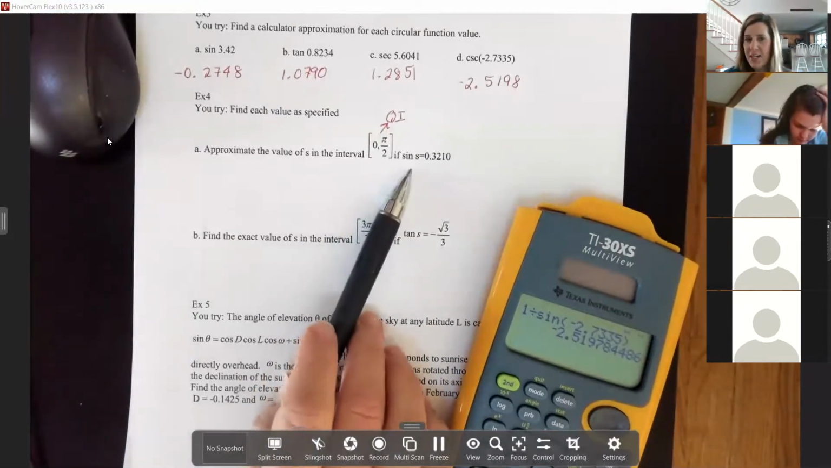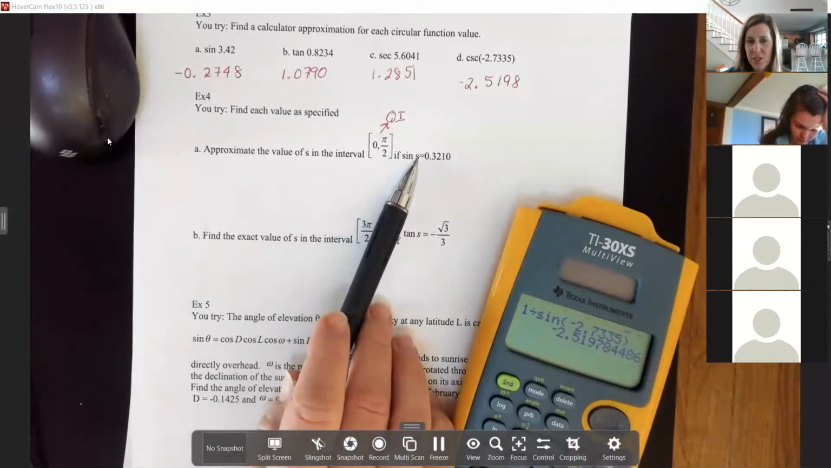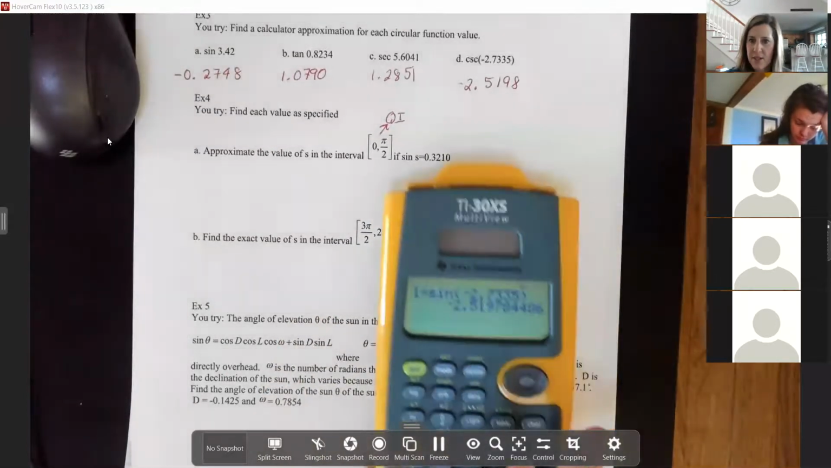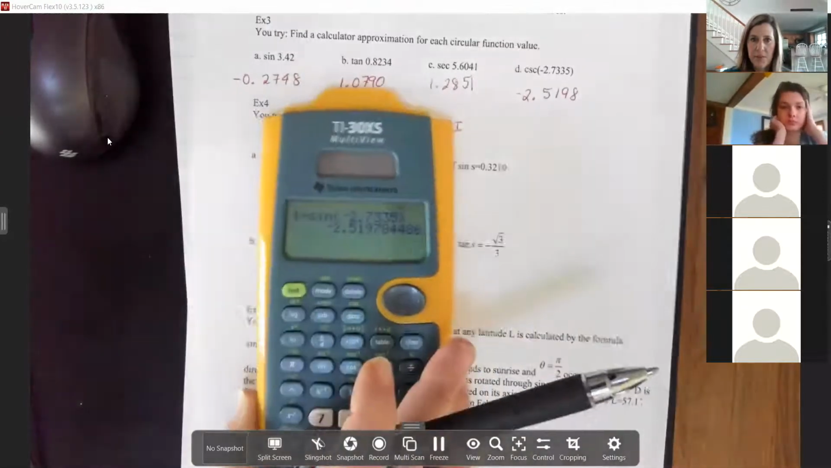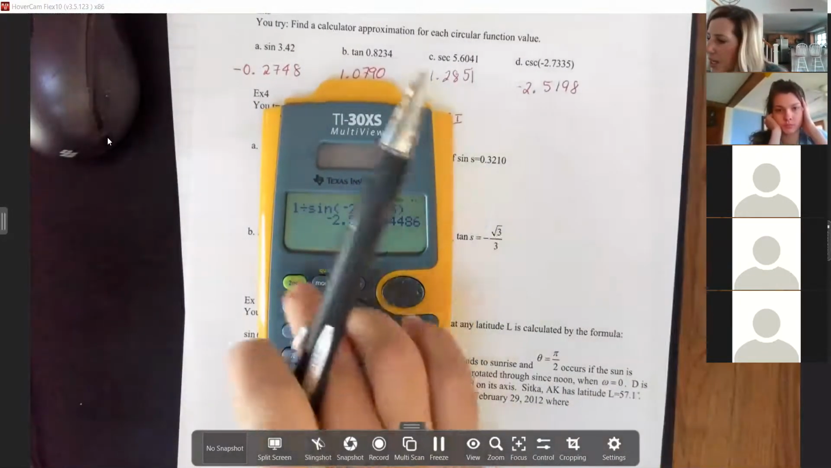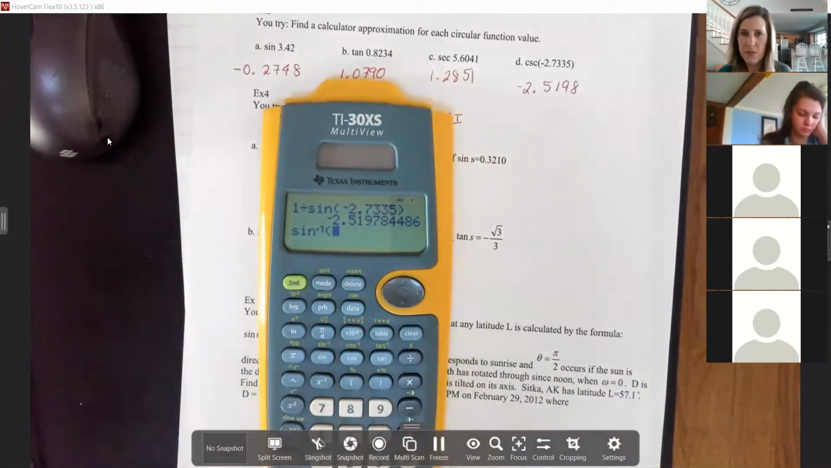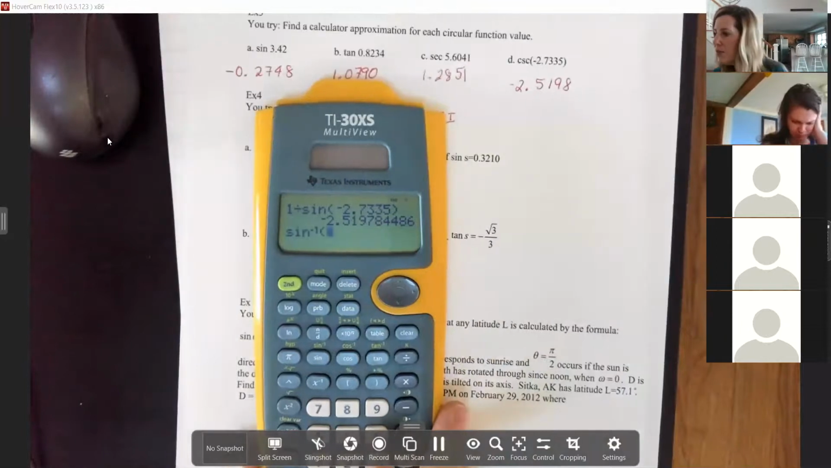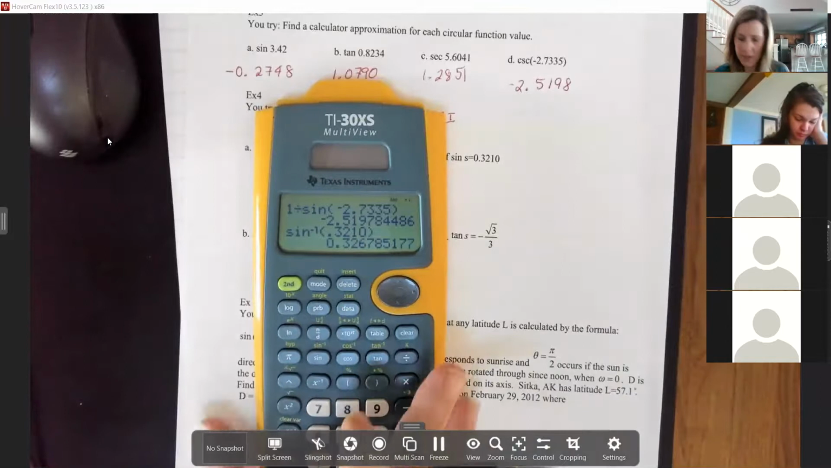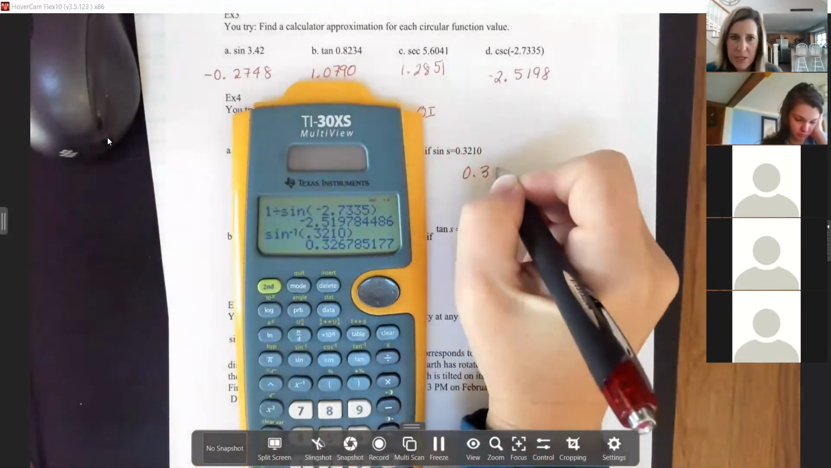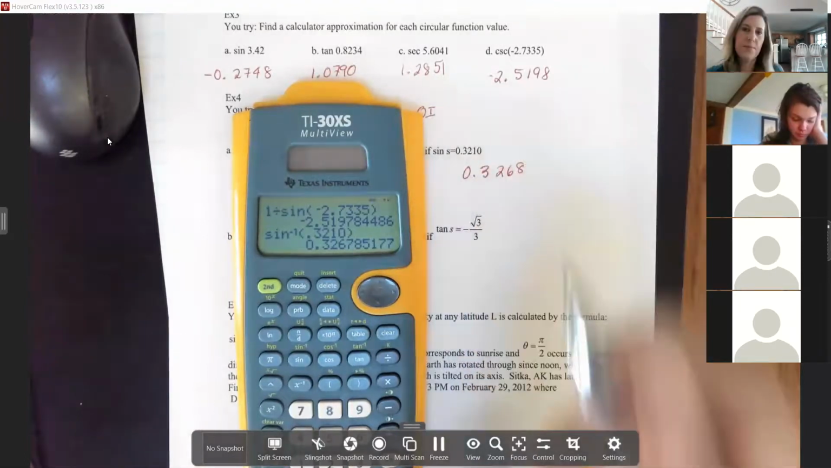So it's asking you to find the angle measure, so you're going to use the inverse buttons. Anytime we're asked to find an angle measure, it's using the inverse buttons. So this is where we're using inverse sine. You have to hit second sine, if you have a calculator like the ones at school, of 0.3210. All right, and you should get 0.3268.